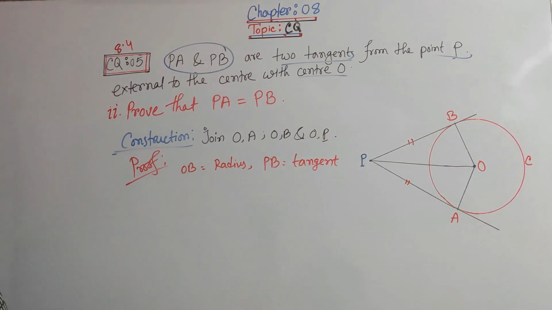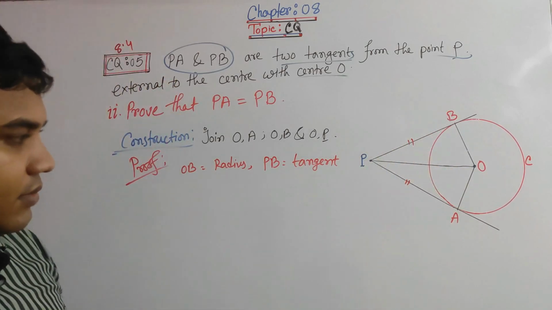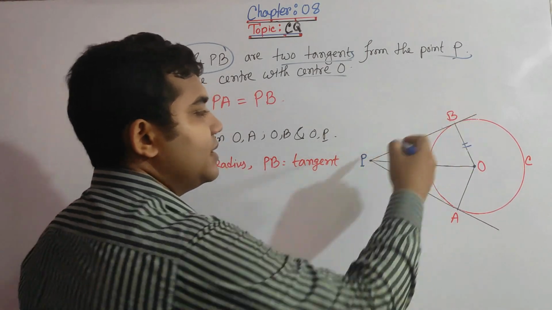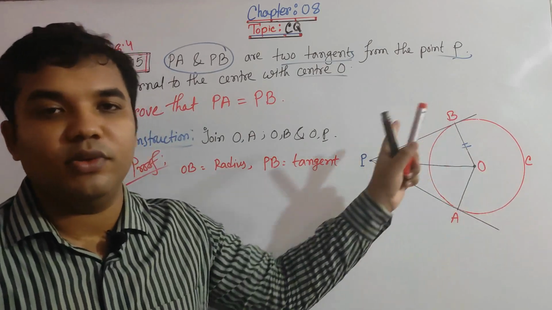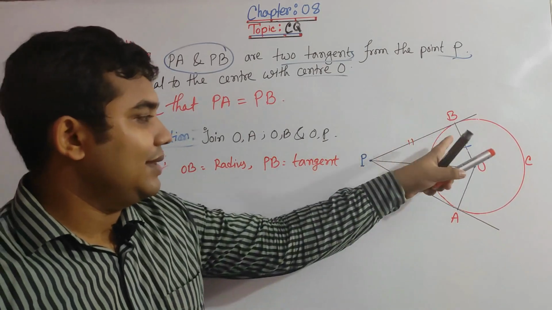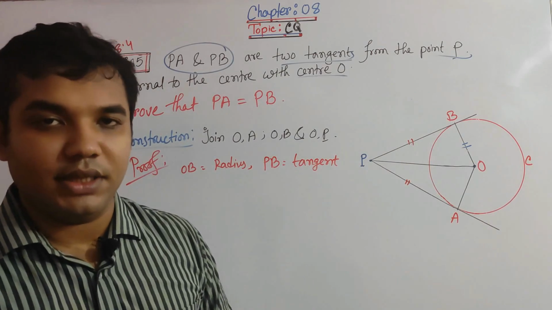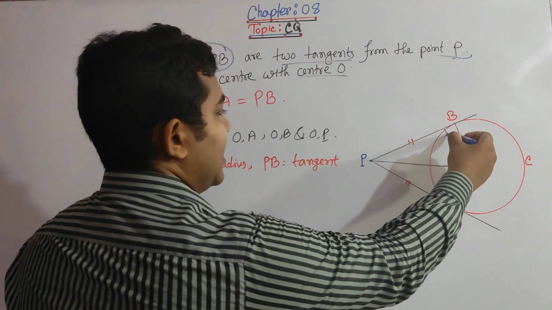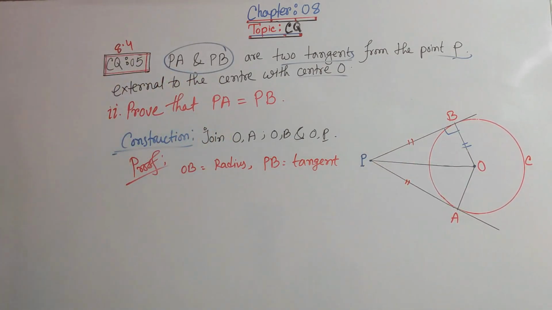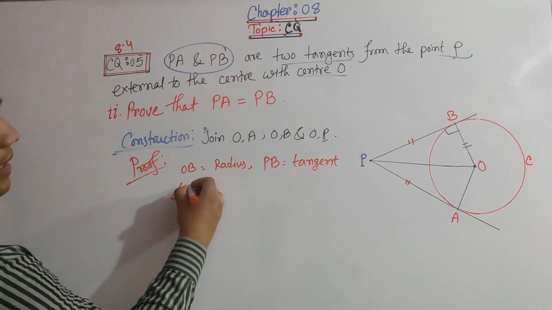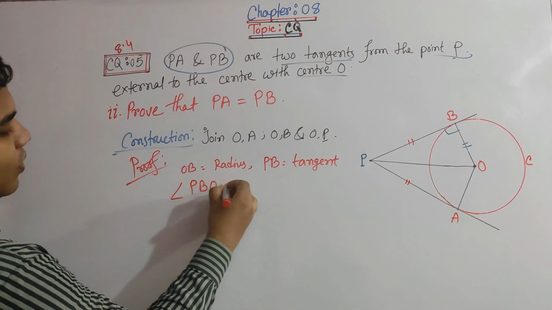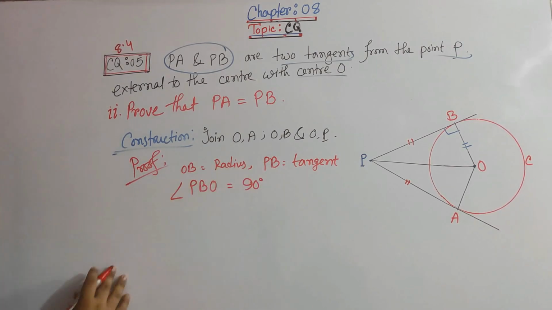Okay, so OB is the radius and PB is the tangent. So which type of relationship is there between these two? We know that they must be perpendicular to each other. That means the angle between them is 90 degrees. So we can write that angle PBO is equal to 90 degrees.